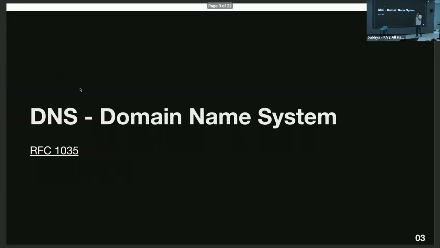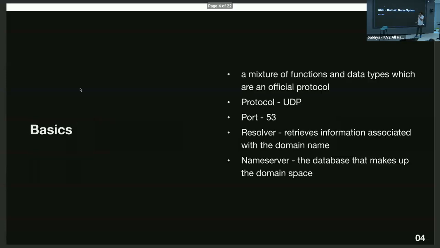So coming to DNS, DNS was drafted in the RFC 1035, and DNS stands for Domain Name System, as we all know. And if you're aware of DNS, then the official RFC actually talks about DNS as a mixture of functions and data types. And these functions and data types constitute a protocol. And DNS uses the UDP protocol, port 53, for communication.